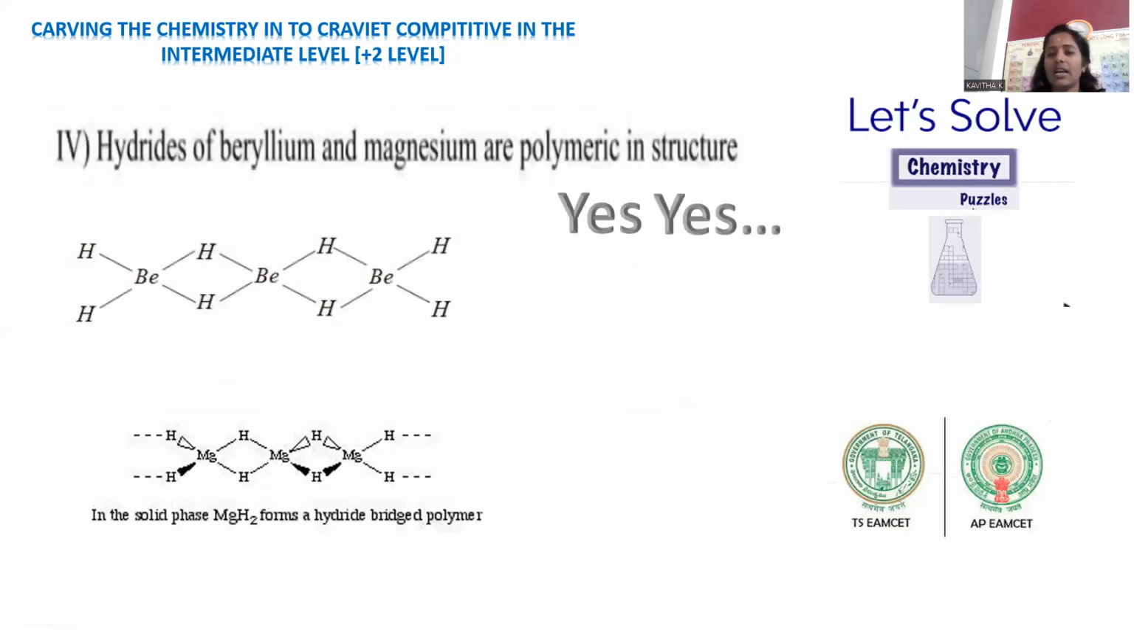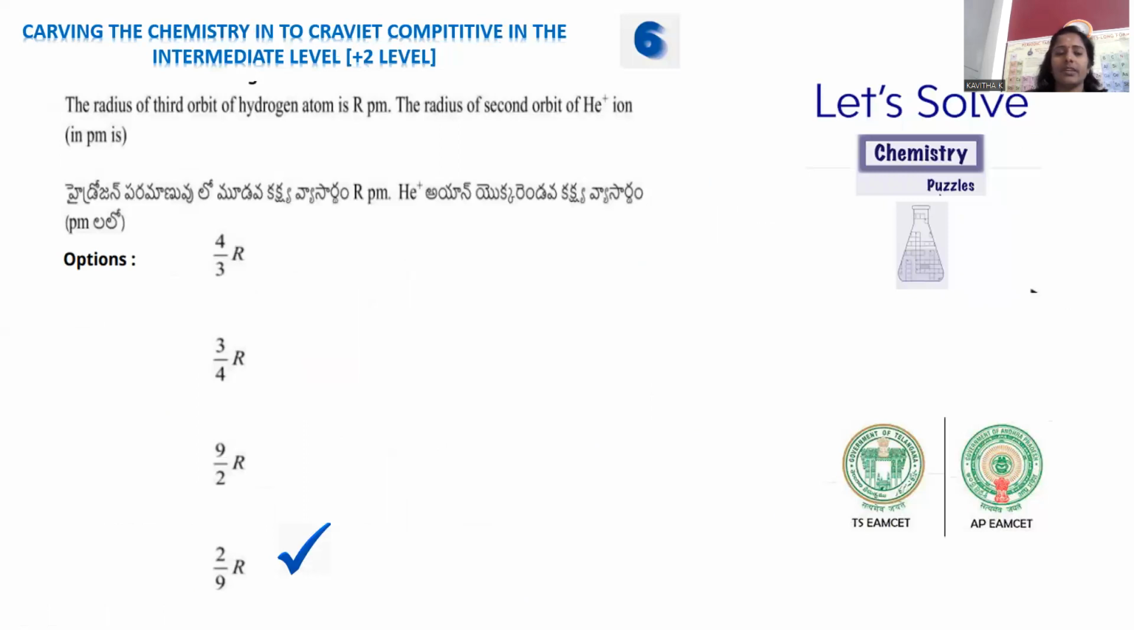Let's move on to the last question of the session, right? This is the question given from atomic structure. The radius of the third orbit of a hydrogen atom is R picometers. The radius of the second orbit of the helium plus ion, in picometers, is to be calculated.